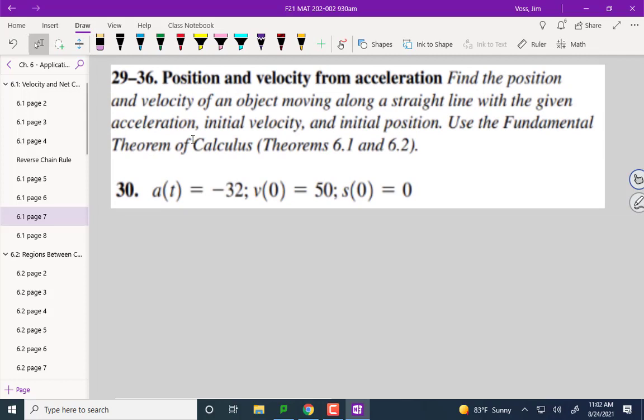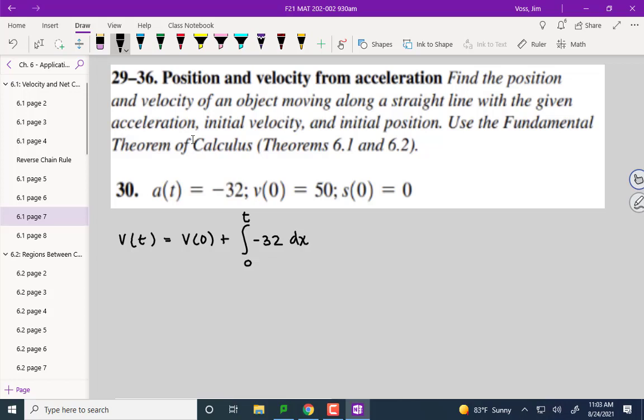Okay, so position and velocity from acceleration. Find the position and velocity of an object moving along a straight line using the fundamental theorem of calculus. First we're going to jump to the future velocity. Future velocity is the initial velocity plus the change in velocity. And the change in velocity on the interval 0 to t is the integral of acceleration. And of course, this acceleration should look very familiar to you, minus 32 feet per second squared.